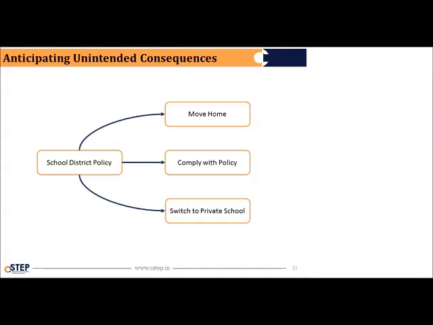So going back to the example we had started with, possibly when the policy on schooling districts was formulated, the thinking might have been that people will largely comply with that policy rather than switching to a private school or even moving homes. But maybe a more realistic assessment of what approach people are likely to take could have informed this policy better and helped it meet its objectives more effectively.